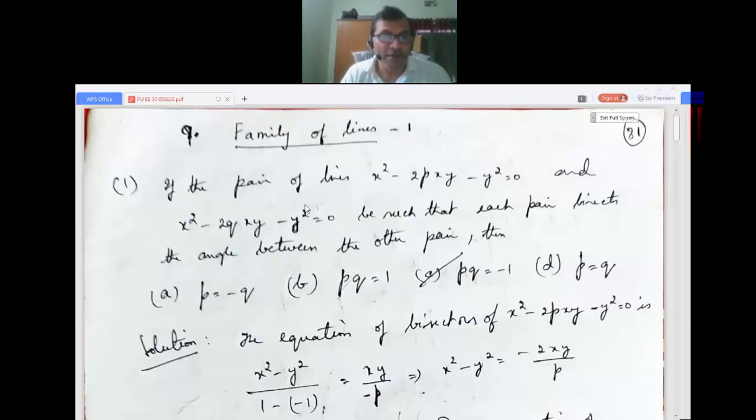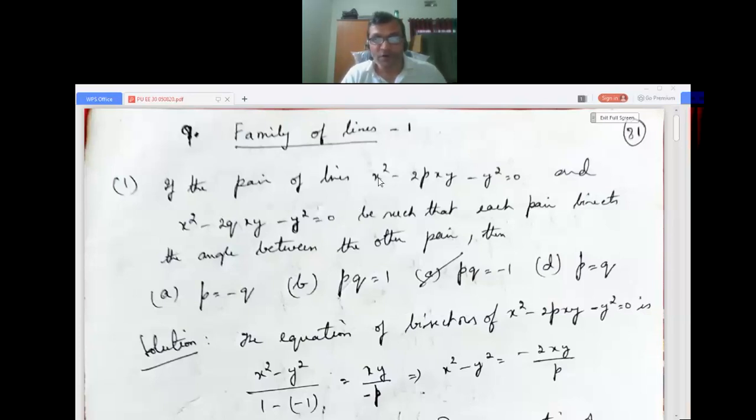So it should be the same as given in the problem: if the pair of lines x squared plus 2pxy minus y squared equals 0 and x squared minus 2qxy minus y squared equals 0 be such that each pair bisects the angle between the other pair. This is one pair of equations, this is the other pair. Each pair bisects the angle between the other.